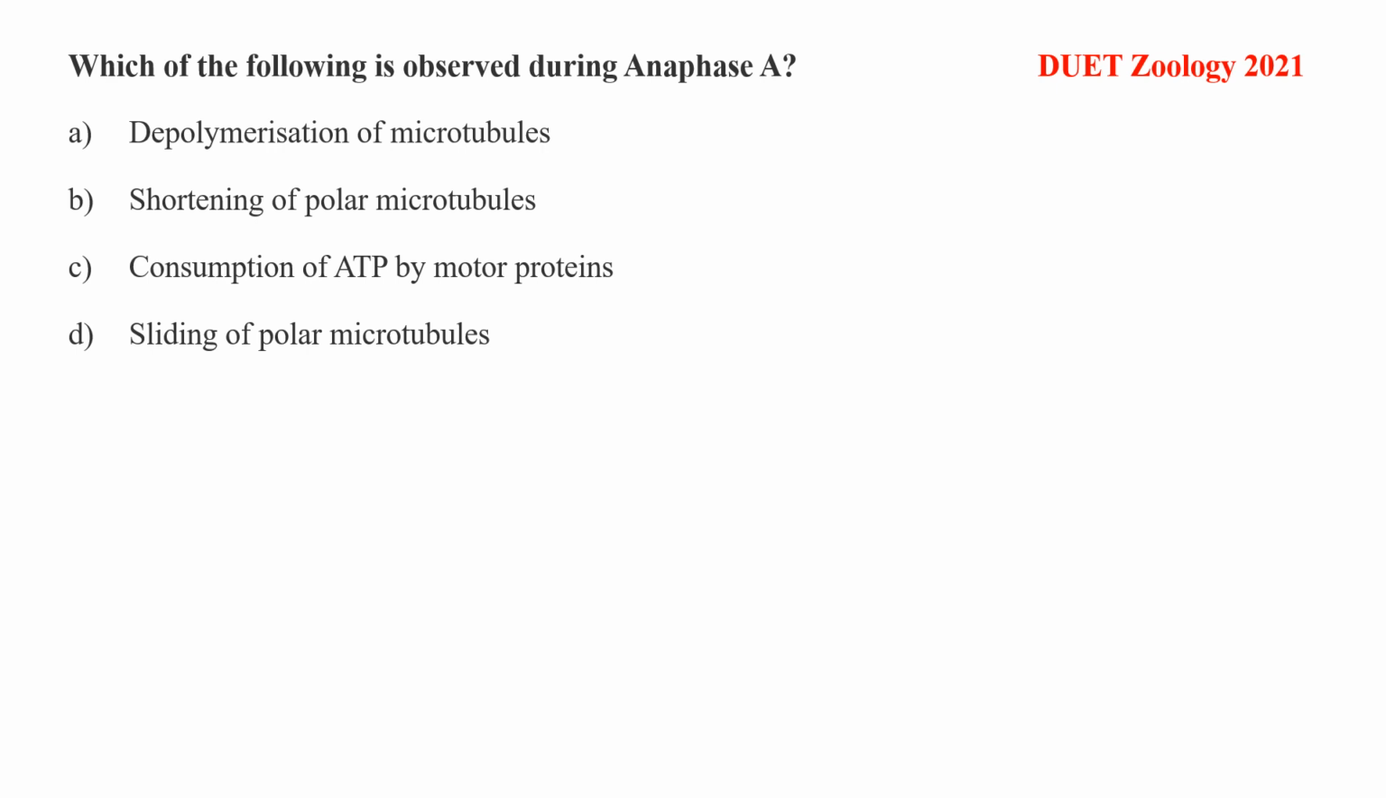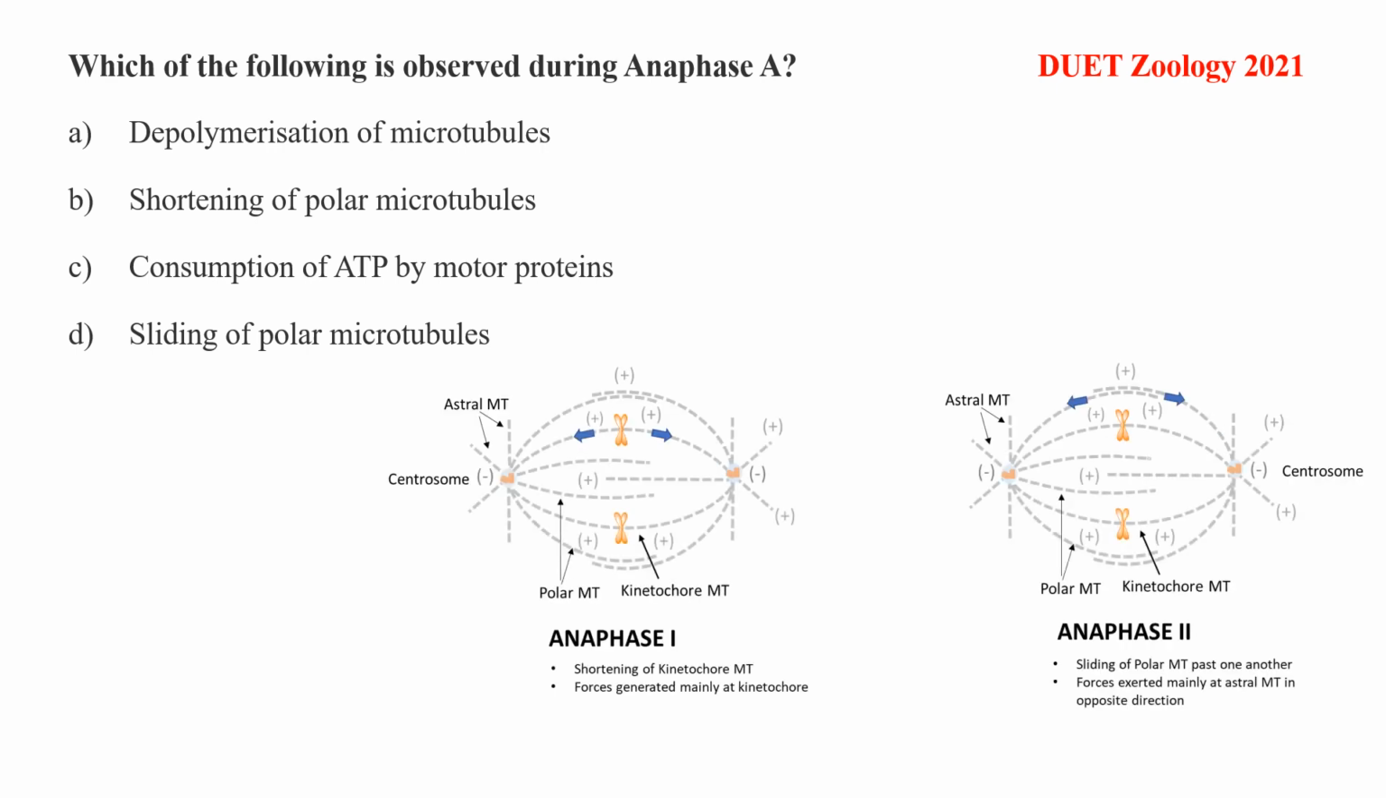Which of the following is observed during anaphase A? Depolymerization of microtubules, shortening of polar microtubules, consumption of ATP by motor proteins, or sliding of polar microtubules. See, one thing is very clear, that whether it's anaphase A or anaphase B, during anaphase the chromosomes get separated and try to go towards the poles. Here the activity of these spindle fiber tubulins is of very much importance.